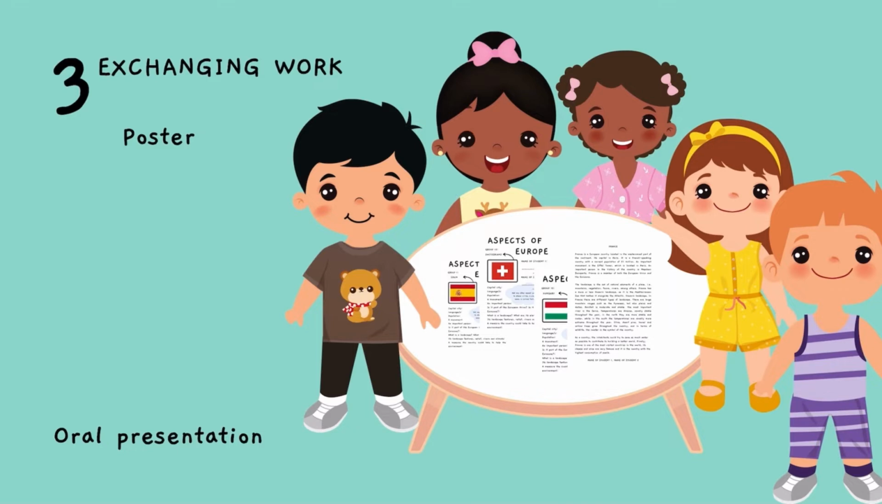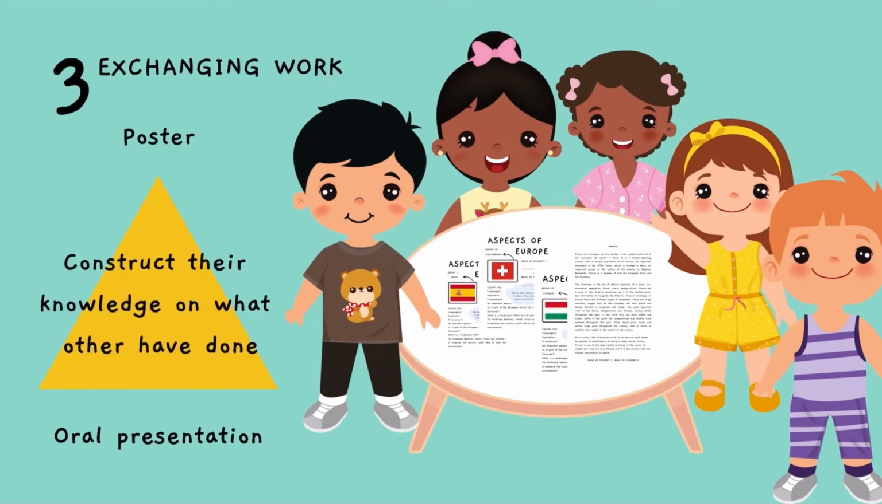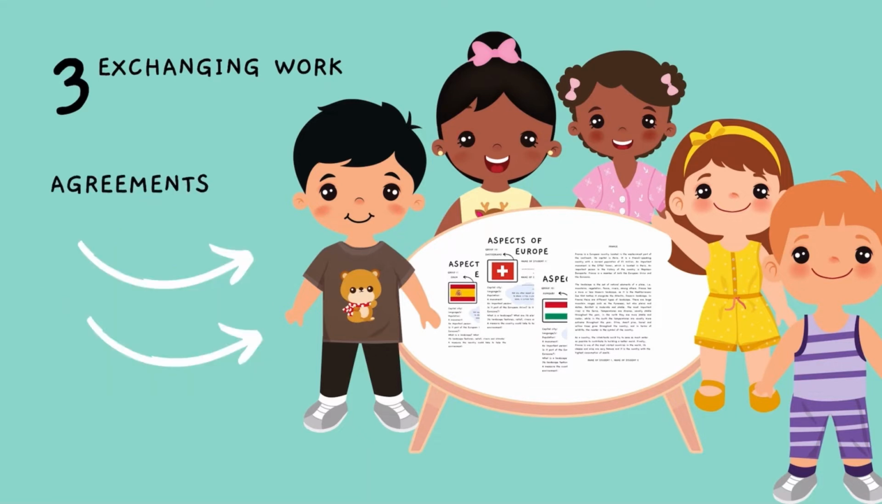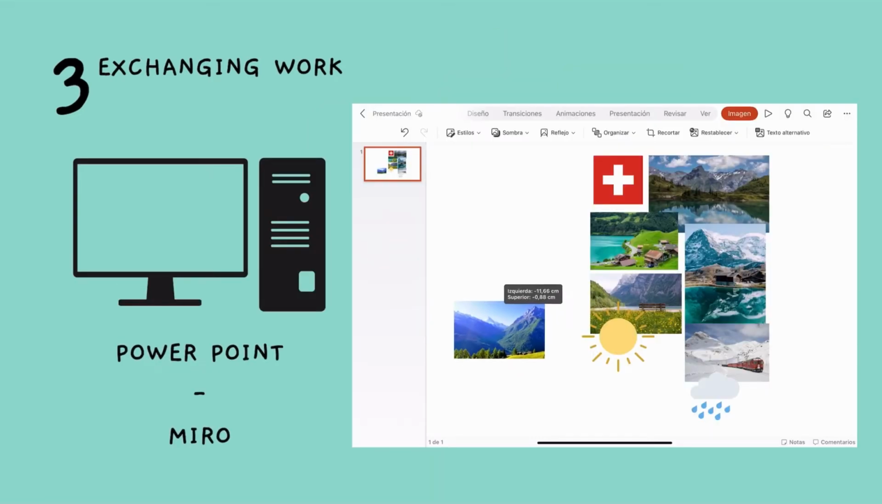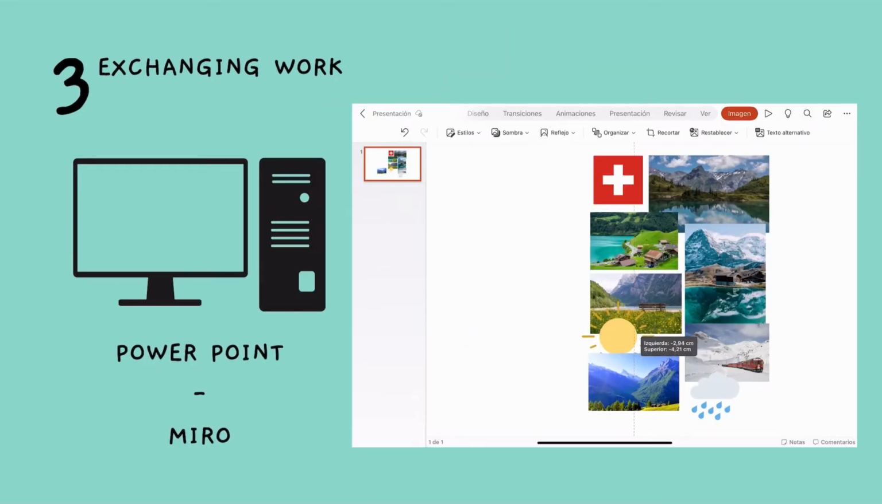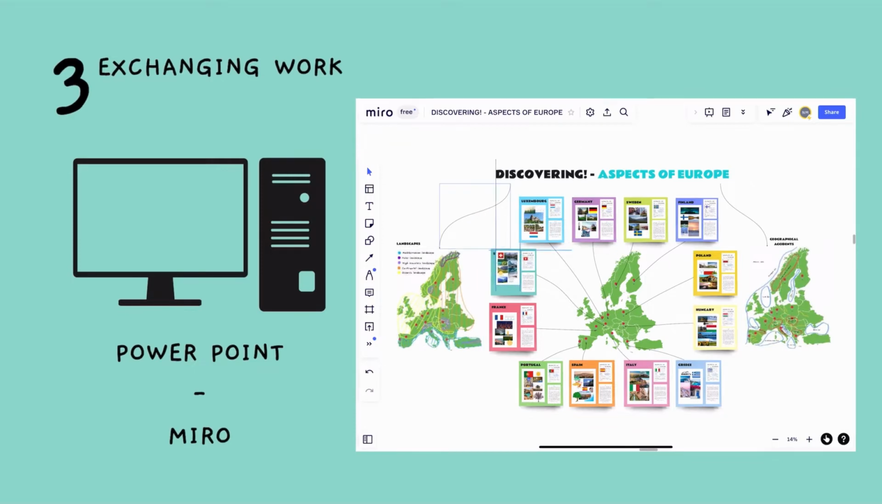This means that children have to build their learning on what others have already done, which is a reflection of society, what we do day after day in our lives. Therefore, during this first part of the class, they will have to reach agreements among themselves to decide who makes which country. During this session, the children go back to the computer room to look for the images for their collage, which they will have to make in PowerPoint to later upload it to the final mural.